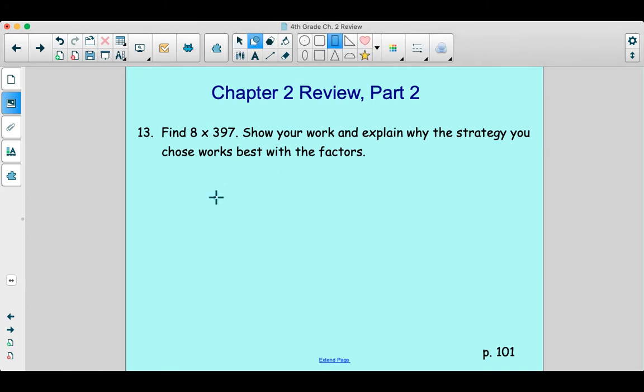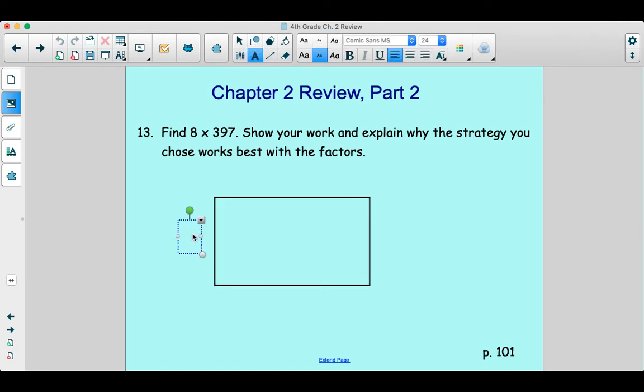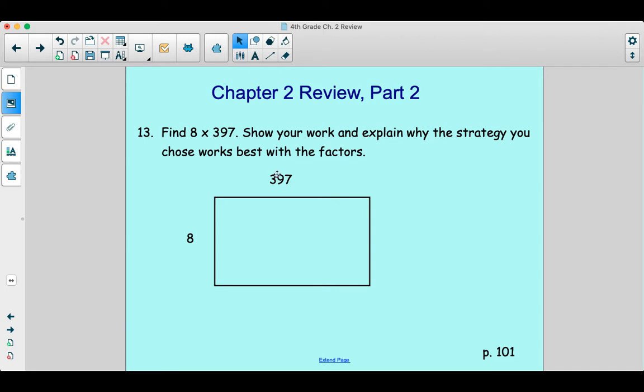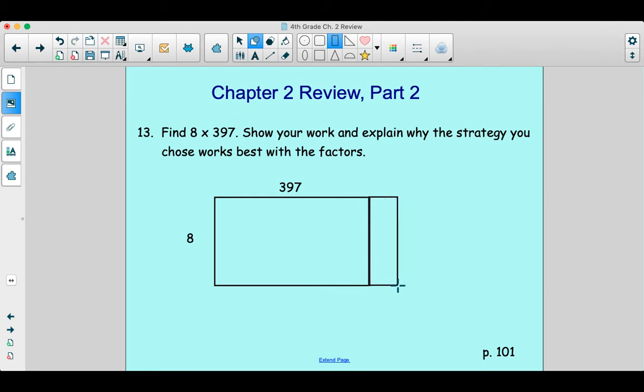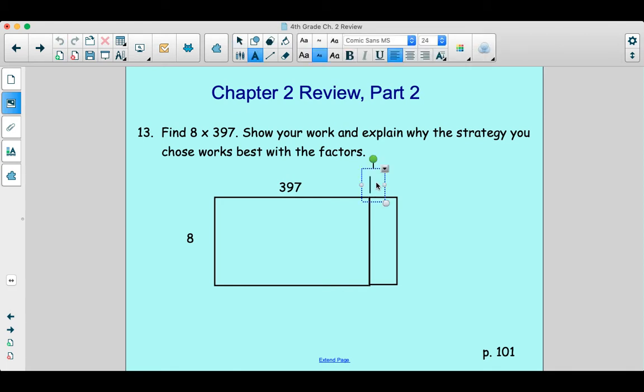So I'm going to make an area model just so I can kind of show my thinking. I'm going to put 8 here, and then I'm going to put 397 right here. So this is what we're really trying to solve. But I'm going to add 3 more onto 397. I'm just going to call this little thing 3 more. And I'm going to make that 397 plus 3.